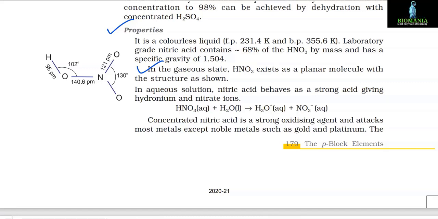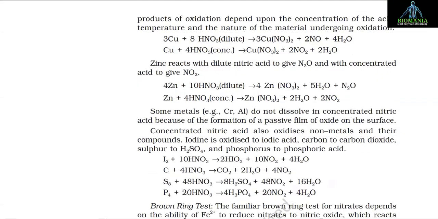In aqueous solution, nitric acid behaves as a strong acid giving hydronium and nitrate ions. HNO3 plus H2O gives H3O+ plus NO3-. Concentrated nitric acid is a strong oxidizing agent and attacks most metals except noble metals such as gold and platinum. The products of oxidation depend upon the concentration of the acid, temperature and the nature of the material undergoing oxidation.